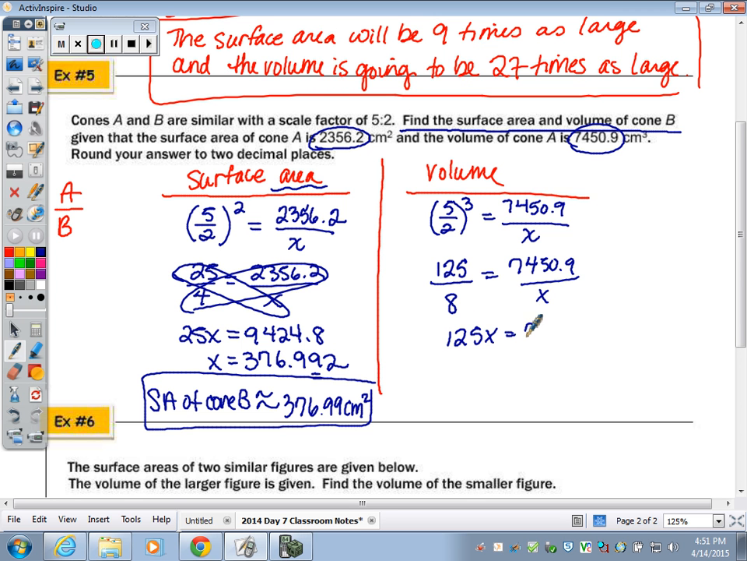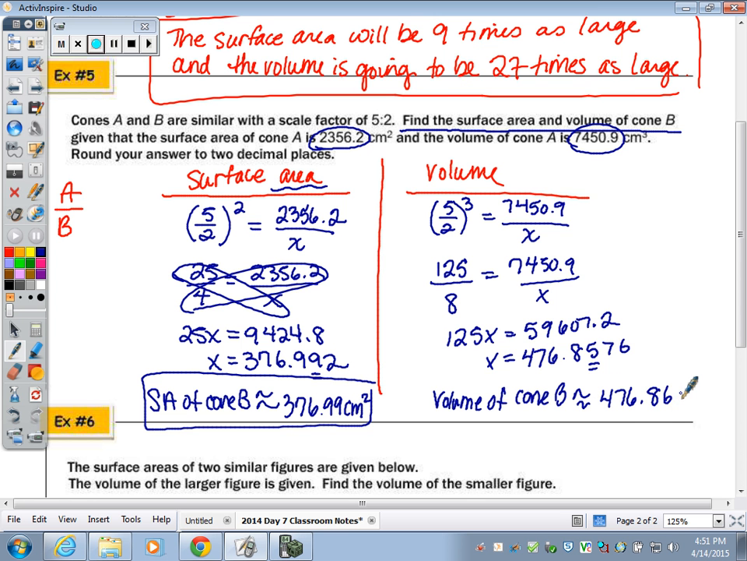So we get 125x equal to 59,607.2. Divide by 125, and x is equivalent to 476.8576. To 2 decimal places, the digit to the right is a 7, so that's going to bump that 5 up to a 6. So the volume of cone B is approximately 476.86 cubic centimeters.